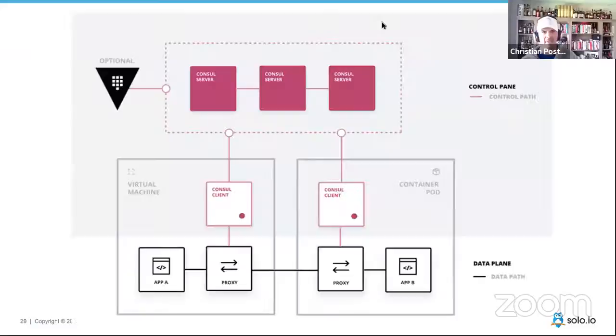So Consul's deployment options are very similar to the generic service mesh architecture that I showed earlier, where you have a control plane and the data plane.